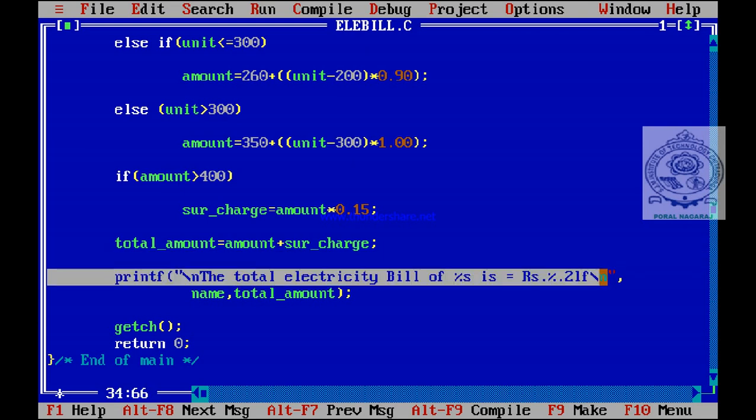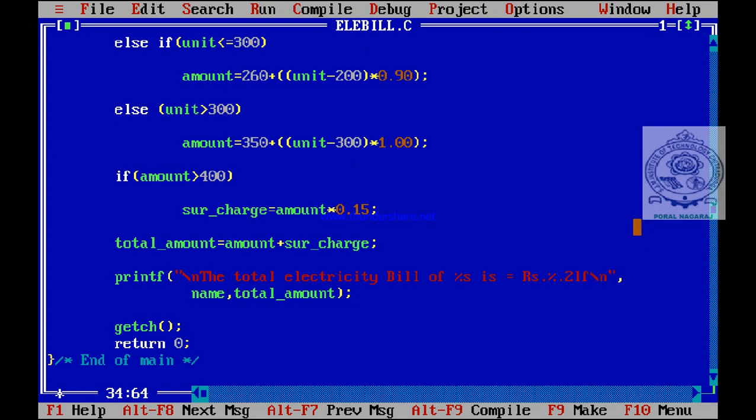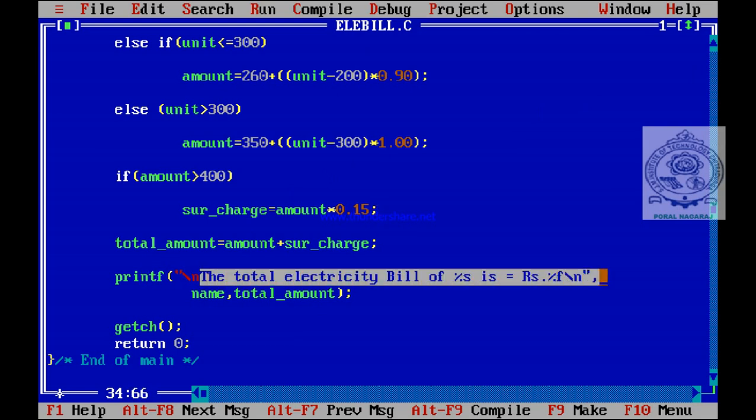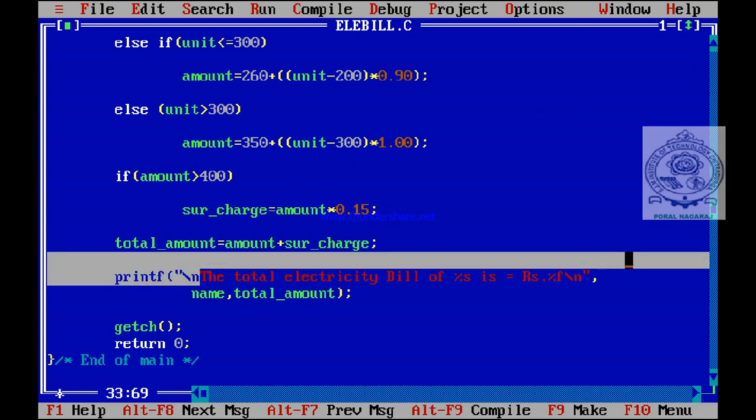printf in the next line: "The total electricity bill of %s is equal to rupees %.2f". We can use %.2f, or even if you want you can simply use %f. So the total electricity bill of %s is rupees %f, comma name, total amount.